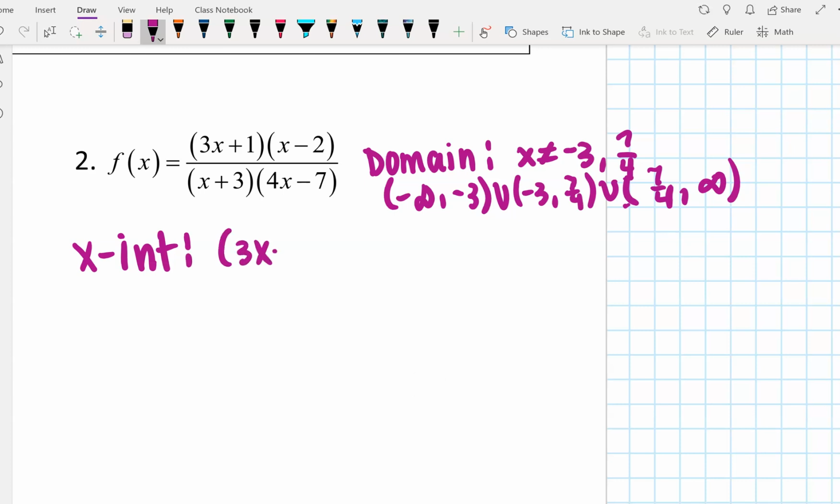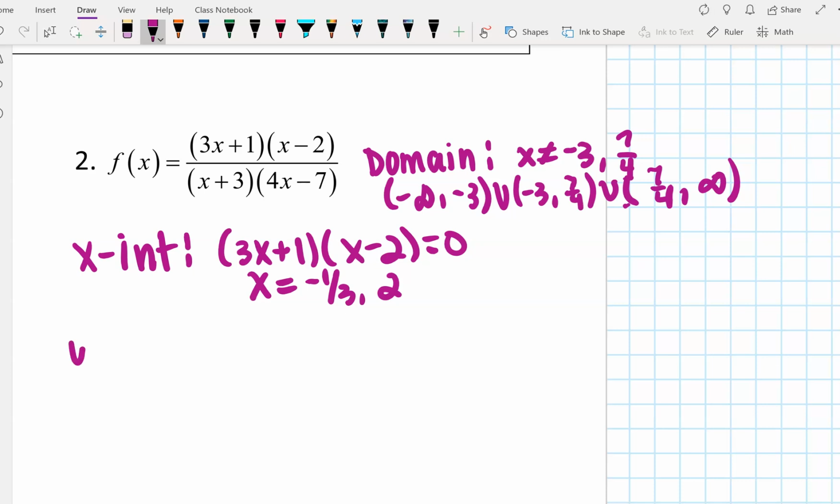Now when we're looking for the x-intercept, x-intercept is when the top is equal to 0, so we have 3x plus 1 and x minus 2 equal to 0. So x here can equal negative 1/3 and positive 2. Those are your two x-intercepts. And then for your y-intercept, again, you're plugging in 0 for all x values.